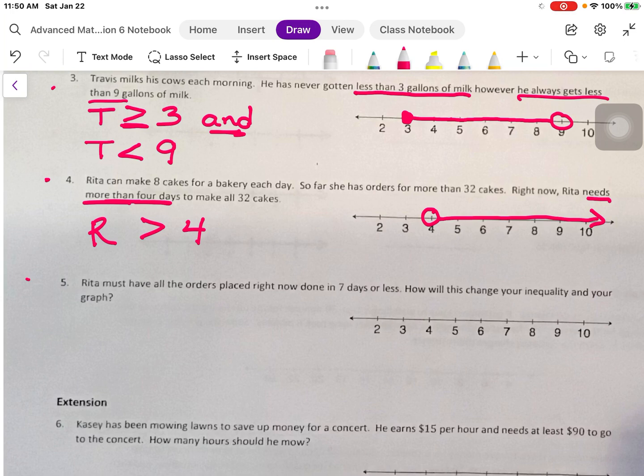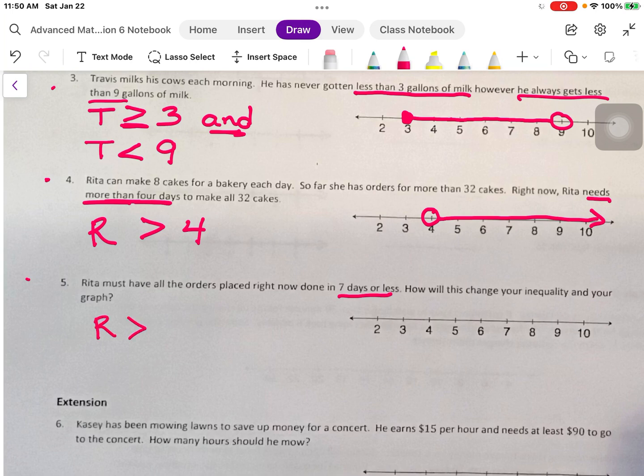Okay? I know it's a simple math problem. If she doesn't get any more orders, she should be able to get it done in 4 days, but we also have to look at the math language. How about number 5? Rita must have all the orders placed right now done in 7 days or less. How will this change your inequality and your graph?